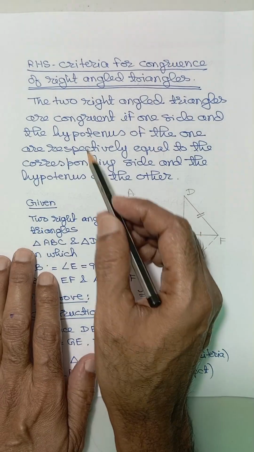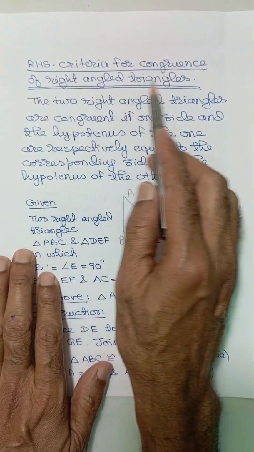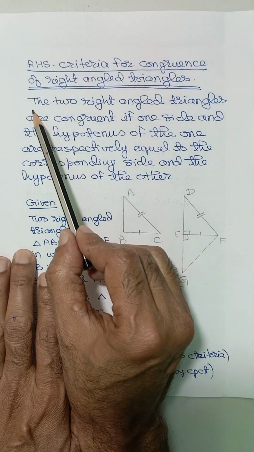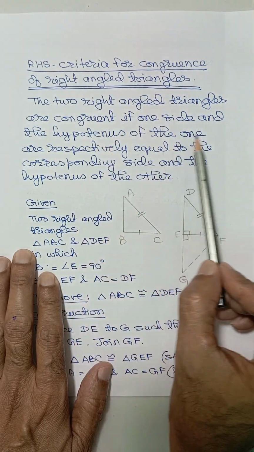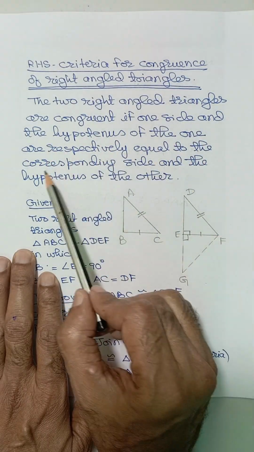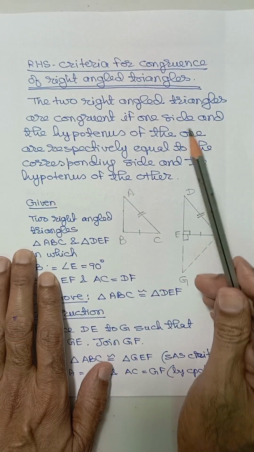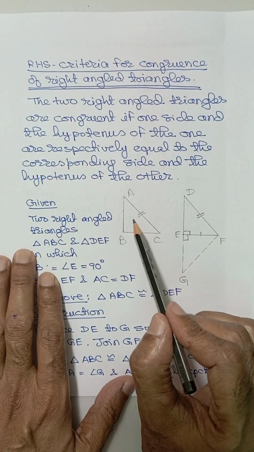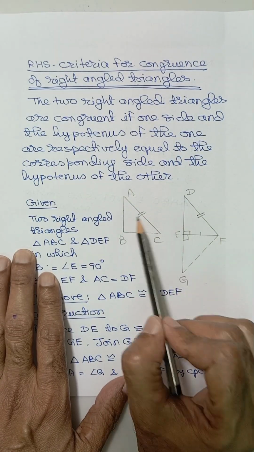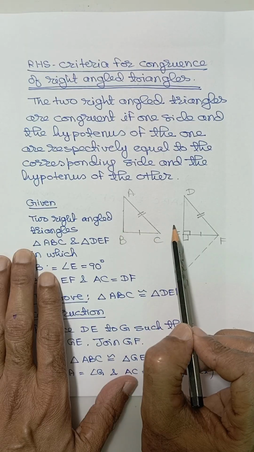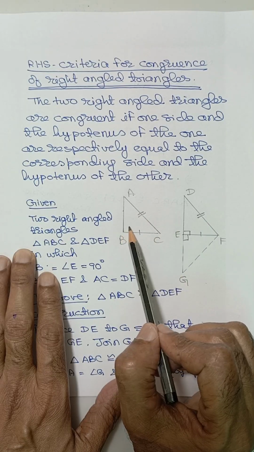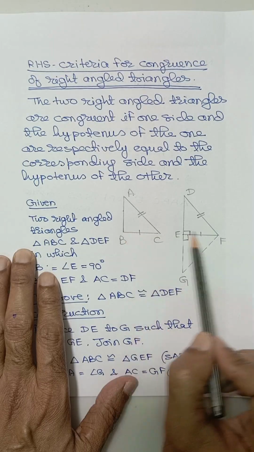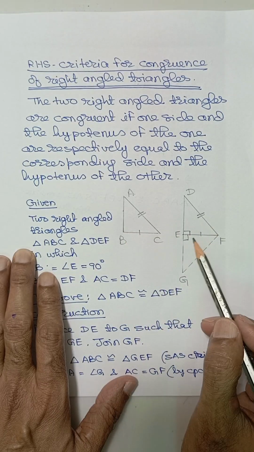Hello guys, now we'll prove the RHS criteria of congruency of right triangles. So let us read the statement. Two right angle triangles are congruent if one side and the hypotenuse of one are respectively equal to the corresponding side and hypotenuse of the other. Means we have to prove that two triangles are congruent if one corresponding side and hypotenuse are equal, and one corresponding angle is a right angle.